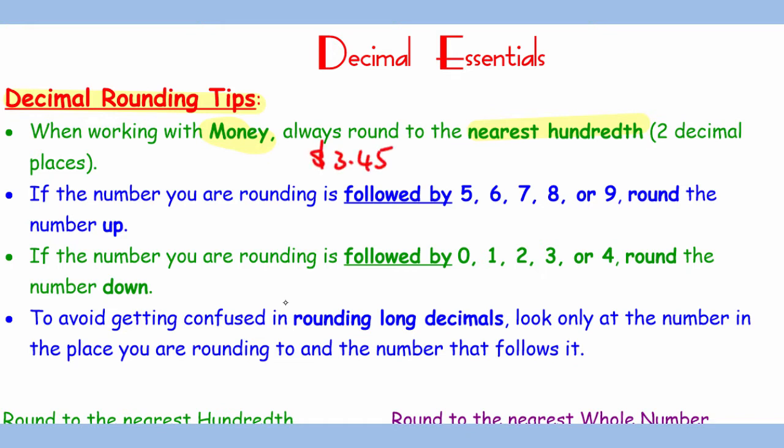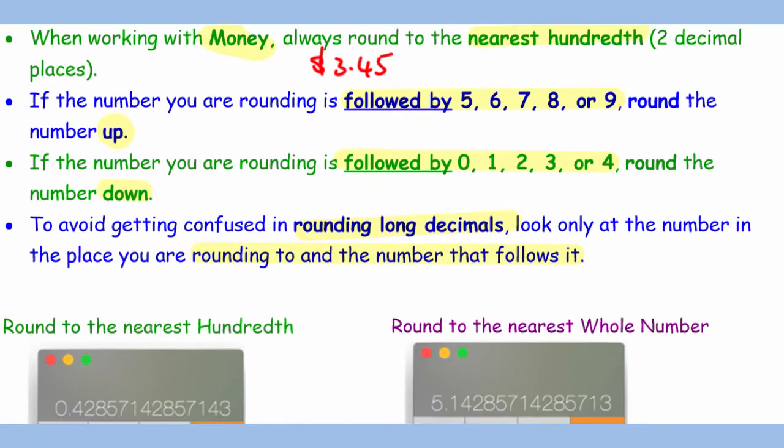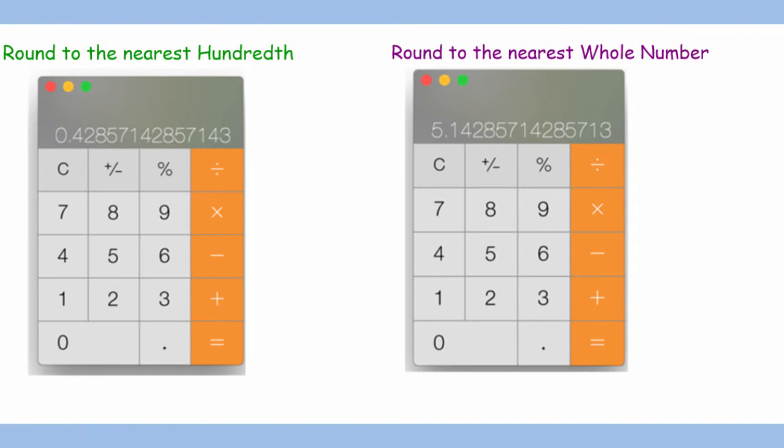And if you're rounding a number followed by 5, 6, 7, 8, or 9, you always round up. And if the number you're rounding is followed by 0, 1, 2, 3, or 4, you round down. To avoid getting confused in rounding long decimals, you should only look at the number in the place that you are rounding to and the number that follows it. Now let's try out 4 examples below and see how these concepts make sense to you.